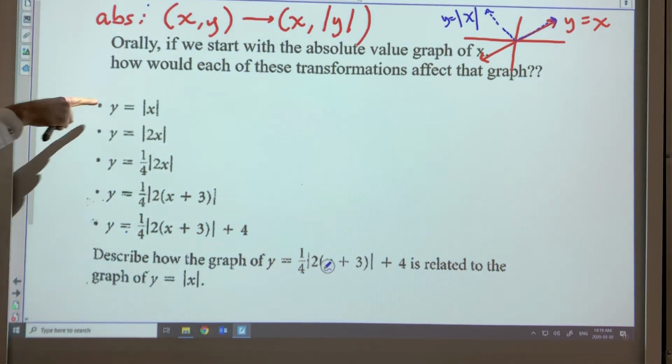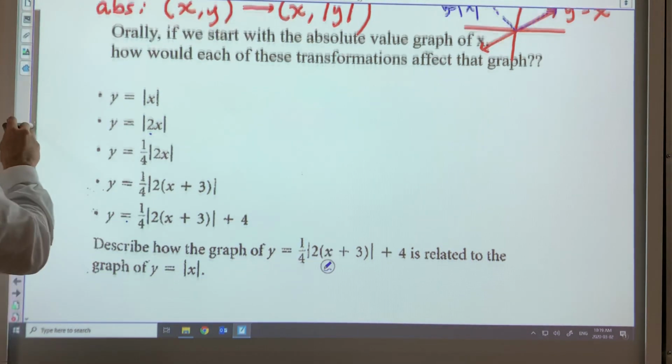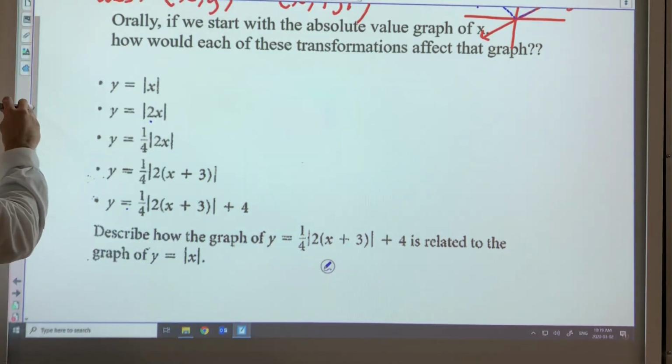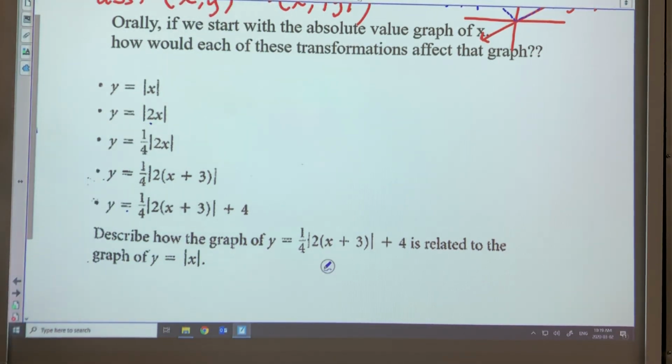Okay? But let's watch what happens as we start. So first we do this. Then we do this. Okay, so all that's going to do is going to multiply, what would we call this, I guess?